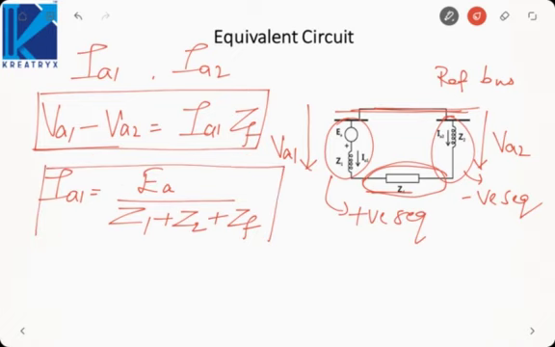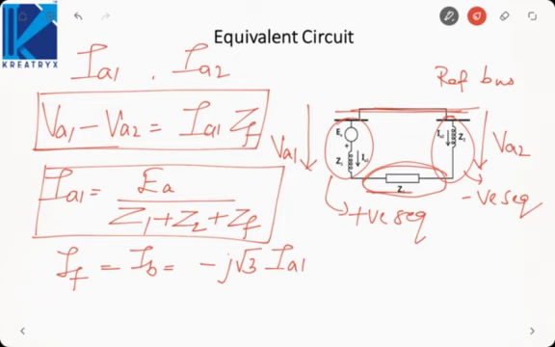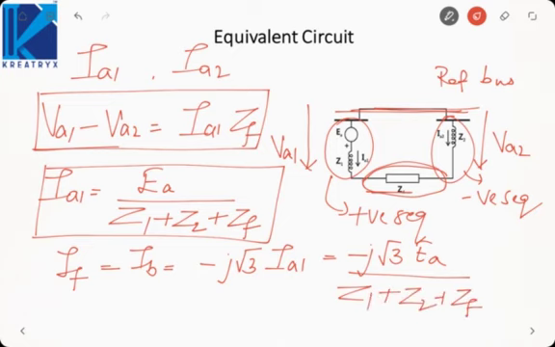This is IA1. Now fault current, which is equal to IB, it is equal to minus J root 3 IA1, because IA1 was J by root 3 IB. So it will be minus J root 3 EA by Z1 plus Z2 plus ZF. So this will be the fault current in the system when a line to line fault occurs.